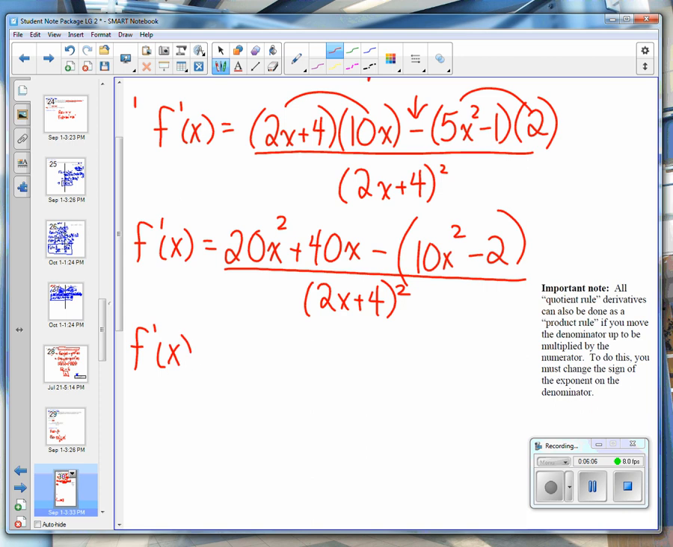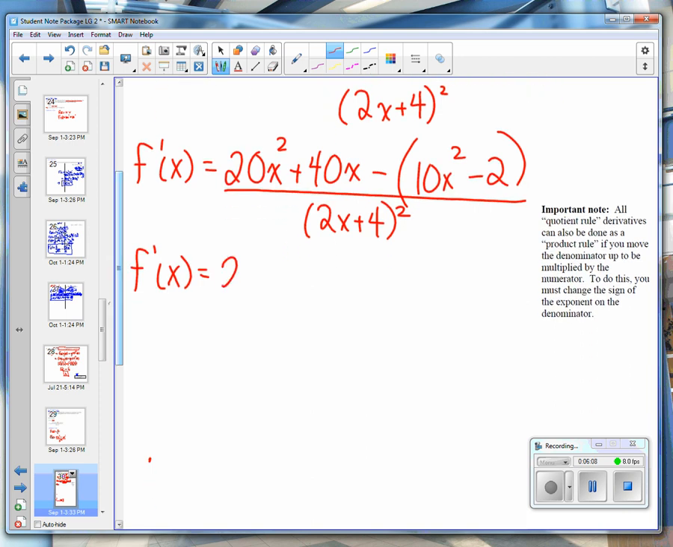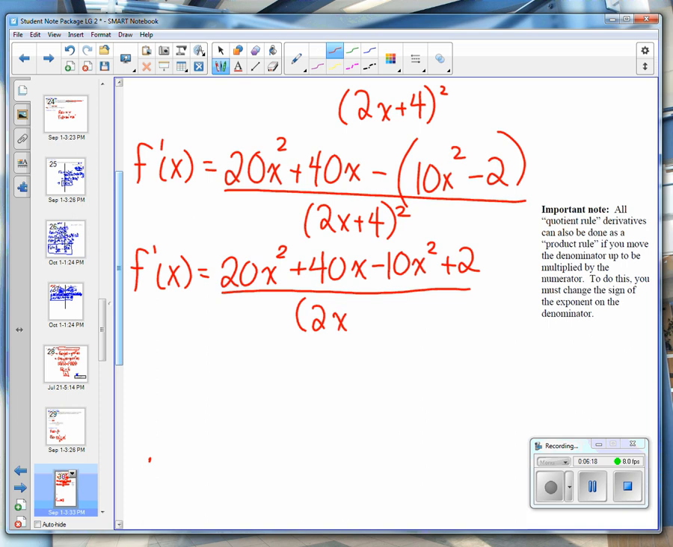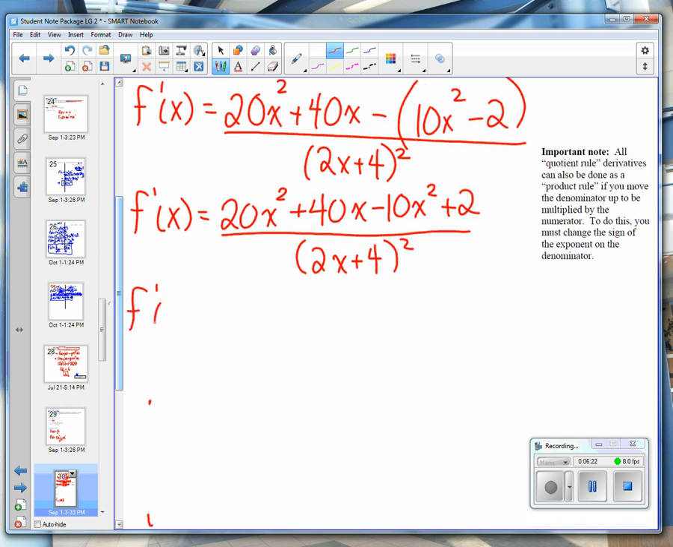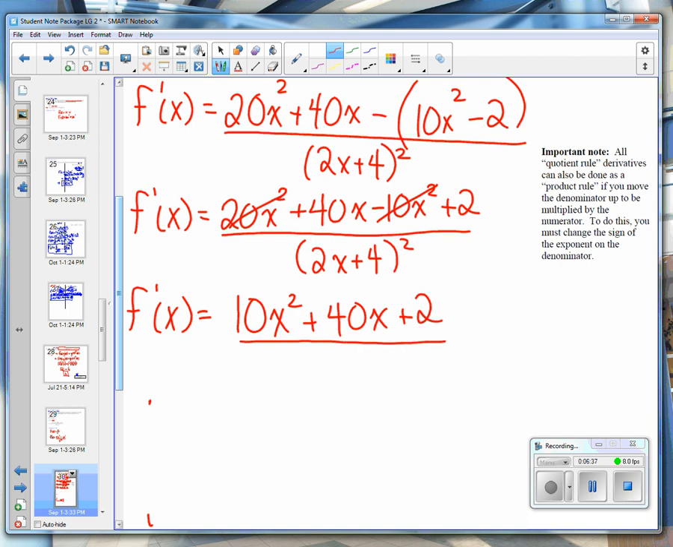Now keep going. I'm going to have 20x squared plus 40x minus 10x squared plus 2, all divided by 2x plus 4 squared. And to finish off our numerator here, we've got 20x squared minus 10x squared is just going to be 10x squared. So these guys are gone. I have plus 40x and then plus 2. And that can be divided by 2x plus 4 squared.